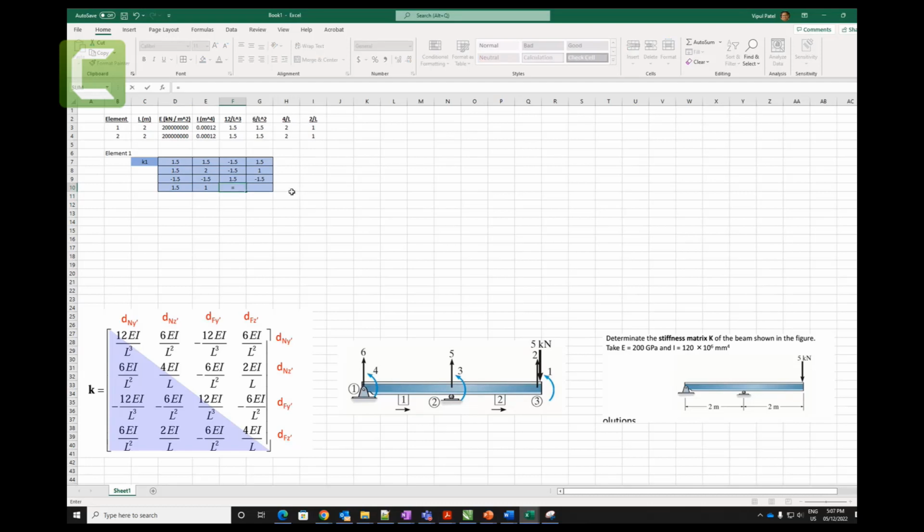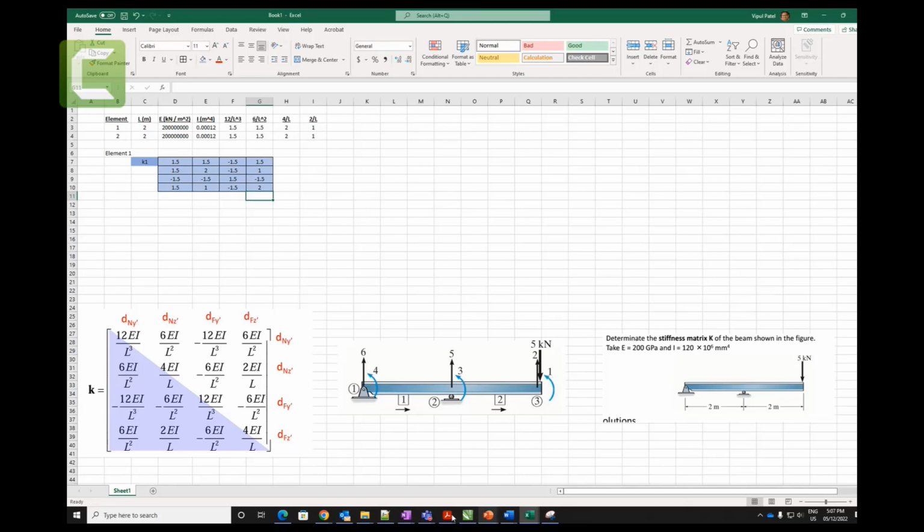And equal to minus 6 on L squared. And 4 on L equal to 4 on L. This one's okay.